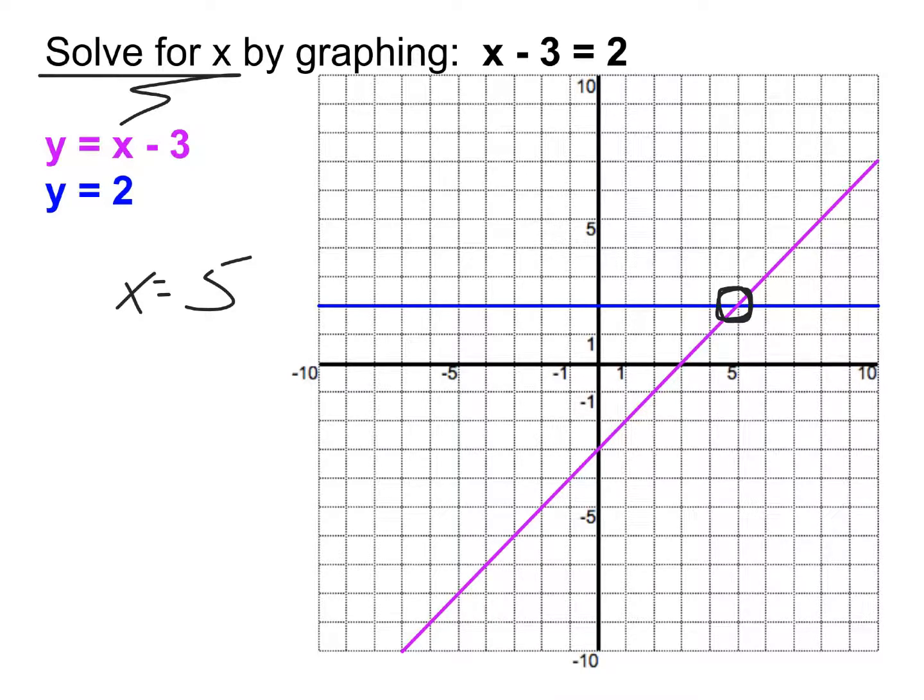In fact, looking at the graph, you could also know what the y is. We can know that the coordinates to that point are at 5, 2, but this only asks us to solve for x. So we don't need to worry about the rest of it right now. We just need to know that x equals 5.